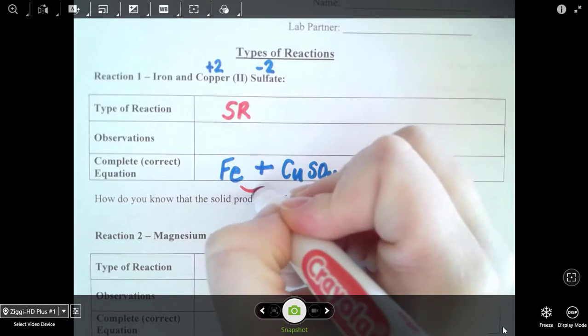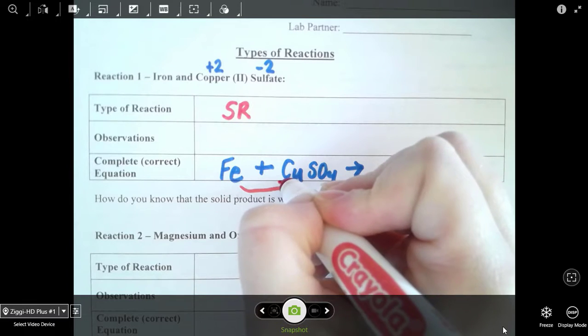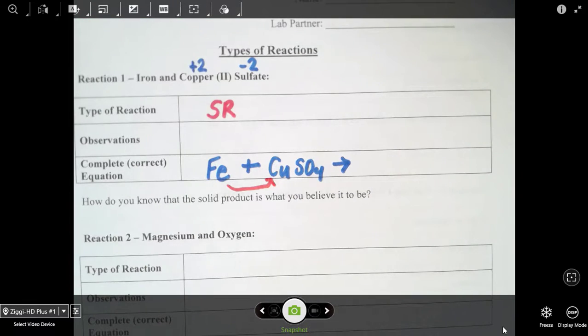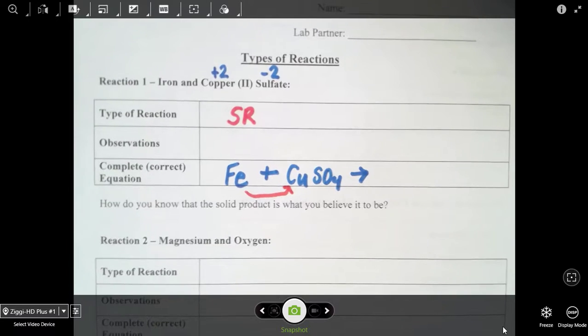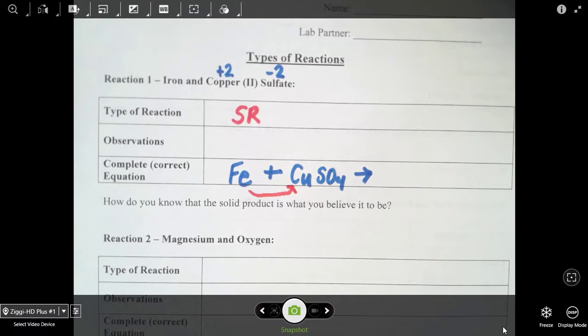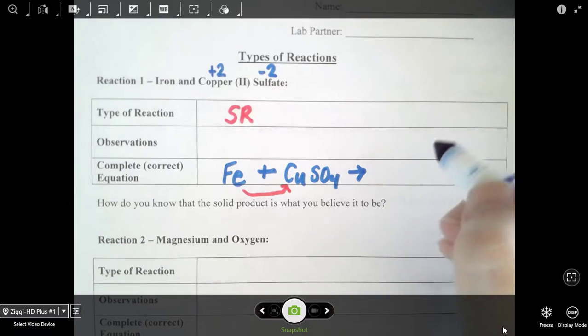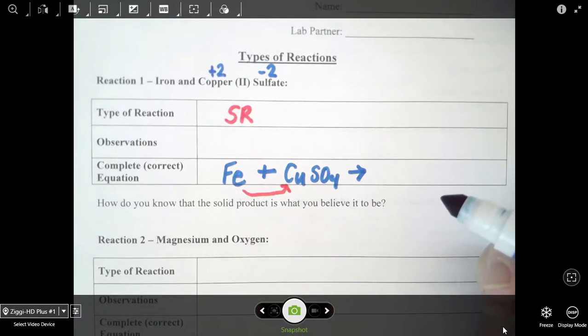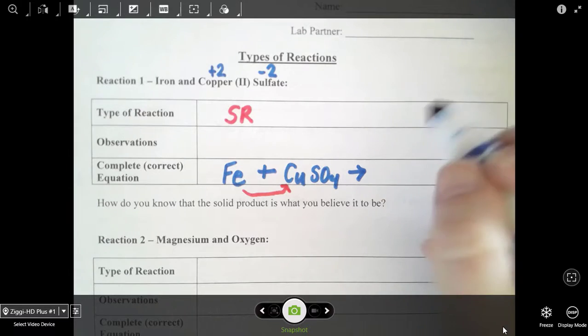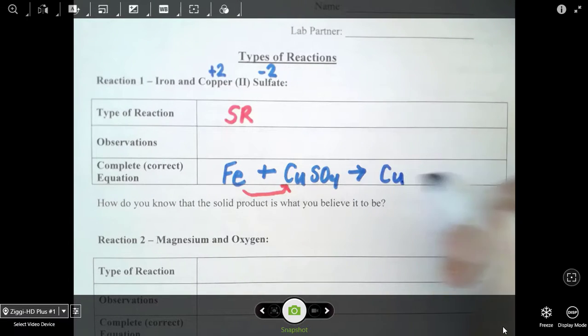You don't have to draw these arrows unless you want to, but that's what's going to happen. The iron is going to replace the copper, and then the copper is going to get kicked out and be by itself. So on the other side of this reaction, what do I write? What's going to be by itself? Cu. Okay, let's do that first because that's the easy one. We know copper is going to be by itself.